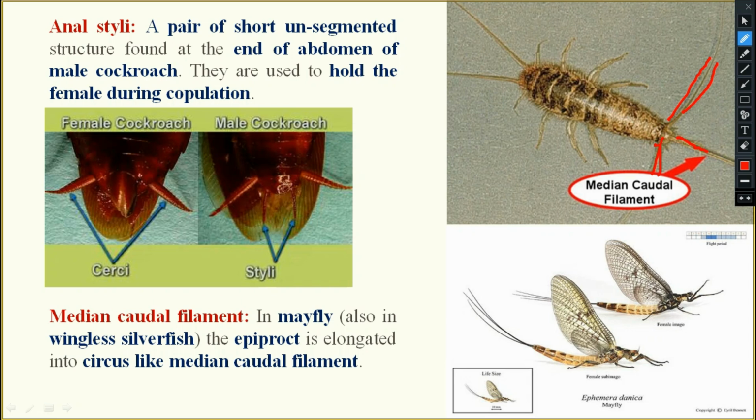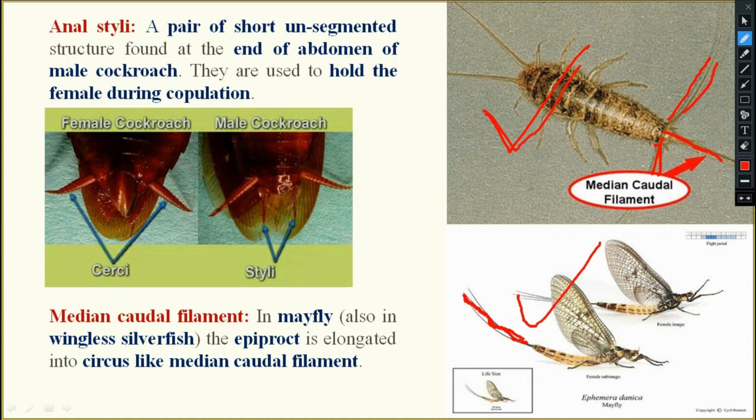I told you, the 11th abdominal segment is modified into a circular plate known as epiproct. Below that one pair of paraproct will be there. So this circular epiproct will be modified into a slender tube. You see, here also a slender tube at the middle. This slender tube is known as your median caudal filament. Present in which insect? Silverfish and mayfly.